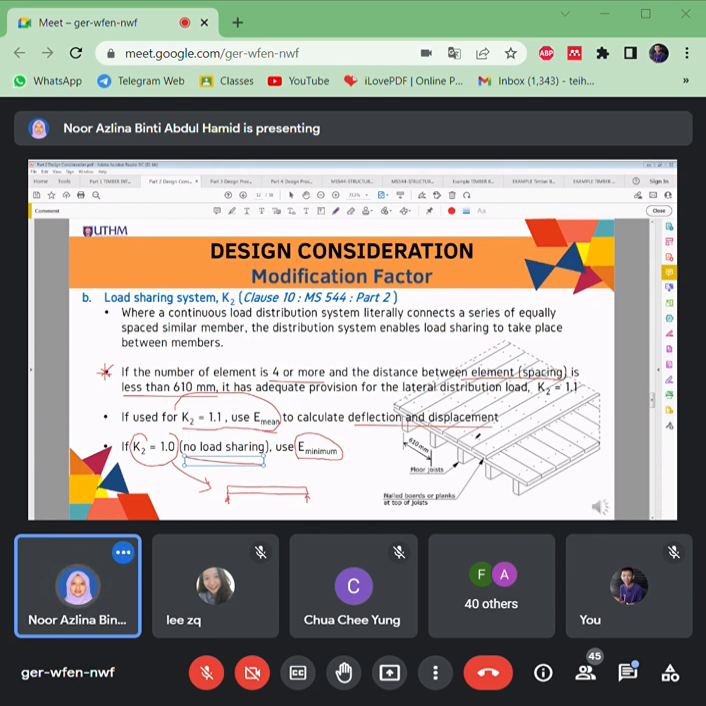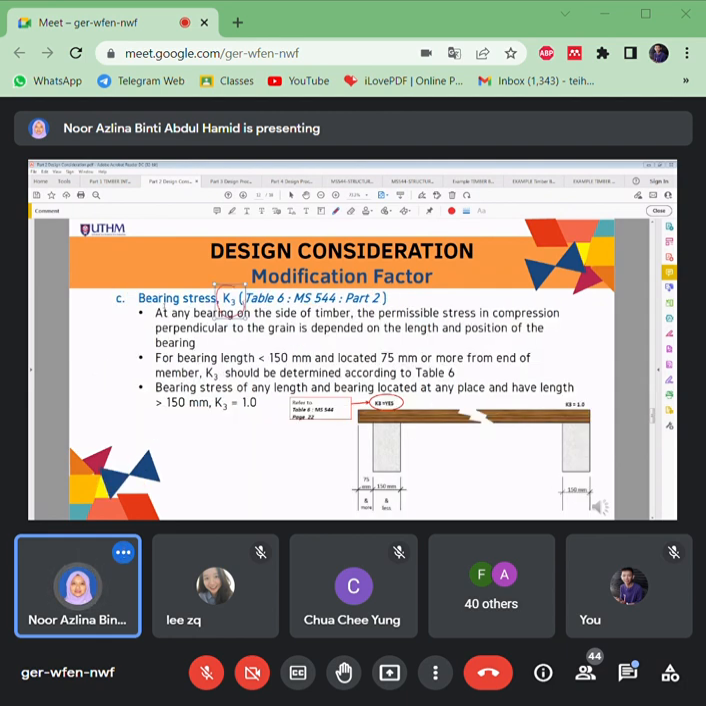If you look at these examples, let's say this is the structure that you have to design, with the spacing here. These are all the joists here. This is the floor joist, the flooring system, right? So all of these elements are 4 or more. Here we have first, second, third, fourth, which is more than 4, right? And the spacing of each element is less than 610. So this can be considered as K2 is equal to 1.1, which is a sharing system.